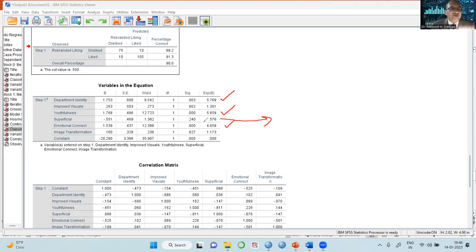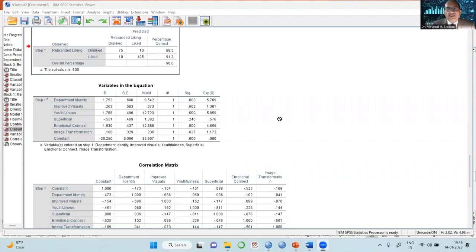Means as the superficialness increases, there will be a tendency of moving towards the zero part, the non-like part, dislike part, right? So here we have the negative relationship. But since it is not significant, we are not discussing them. Okay. So this is the interpretation of that.